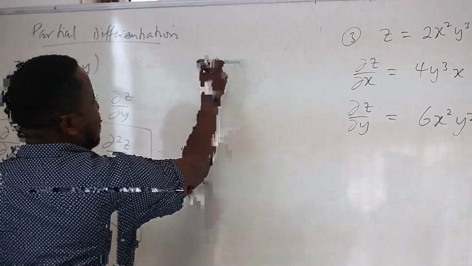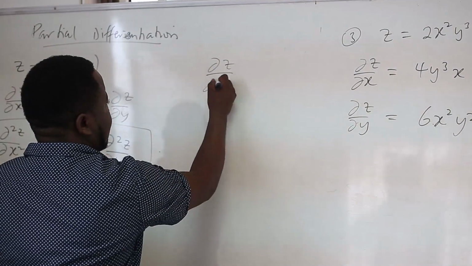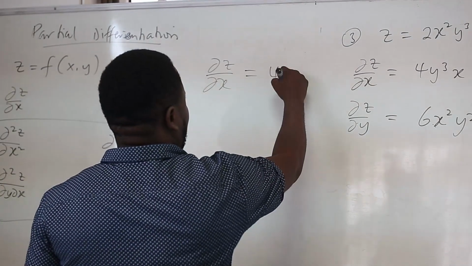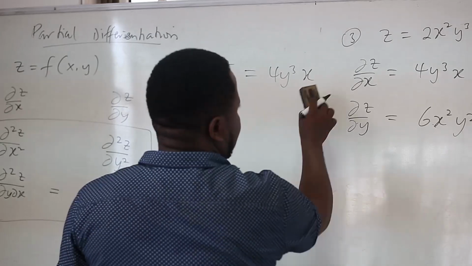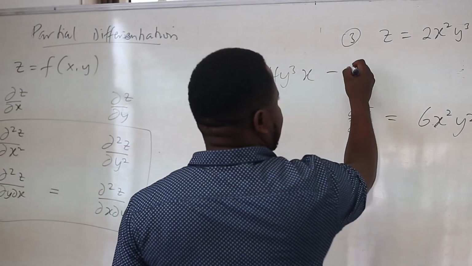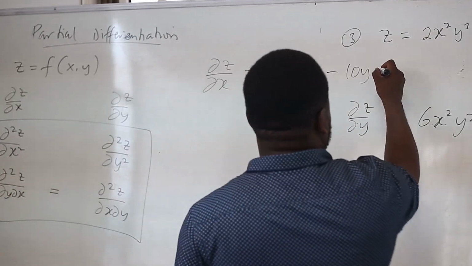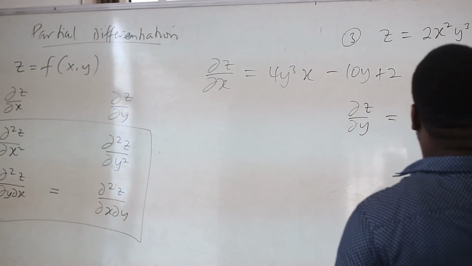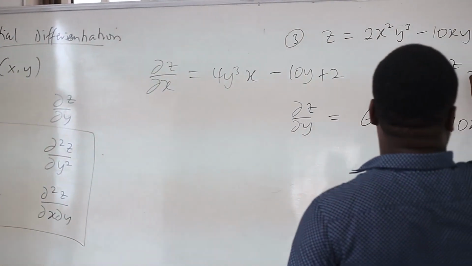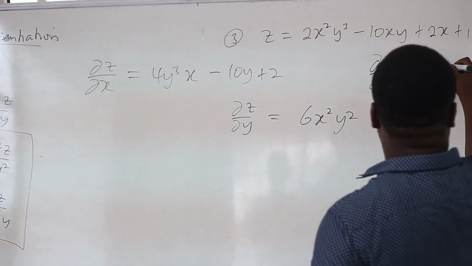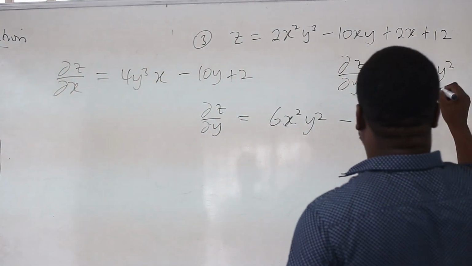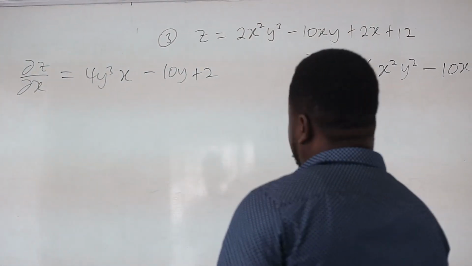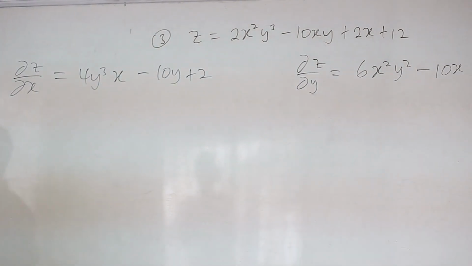So let me write dz/ds is equal to 4y cubed s minus 10y plus 2. Then dz/dy is equal to 6s squared y squared minus 10s. So find the second order derivatives.